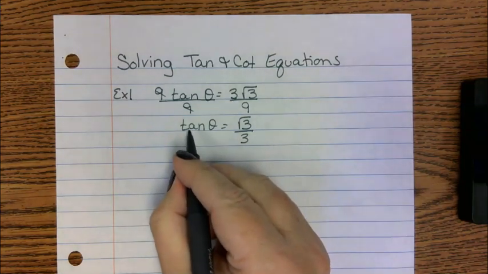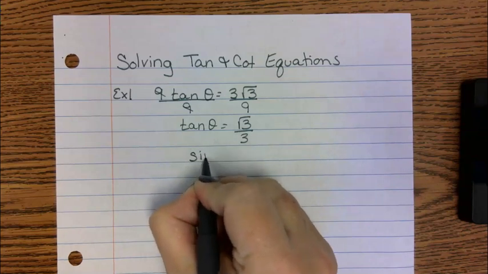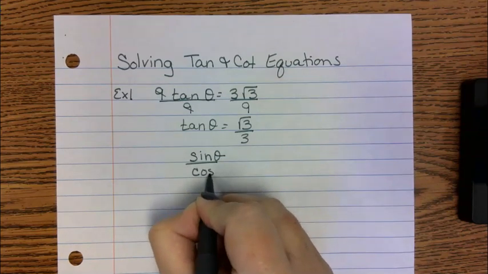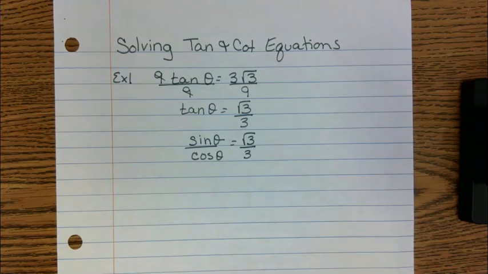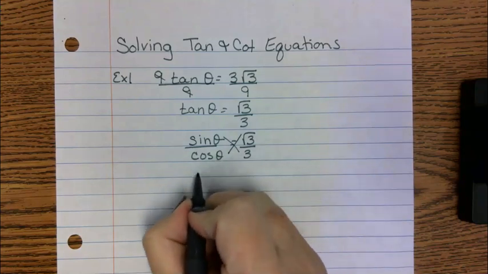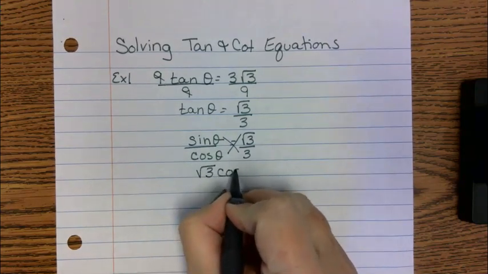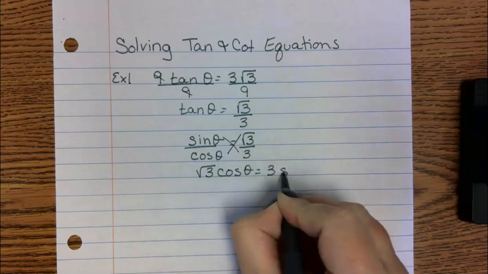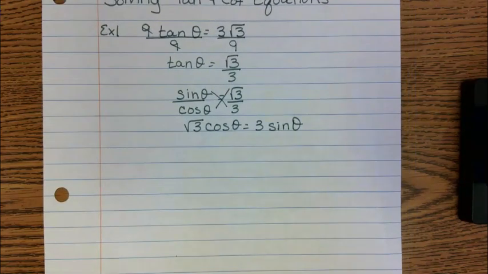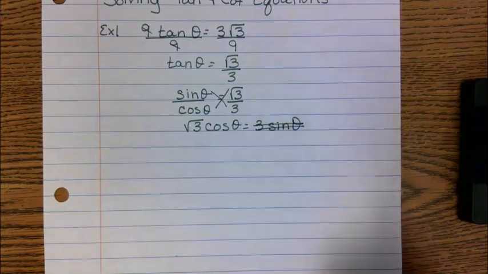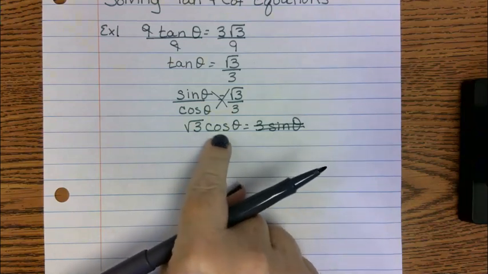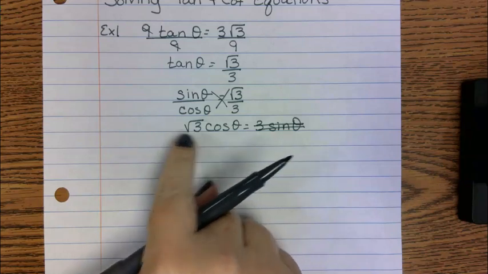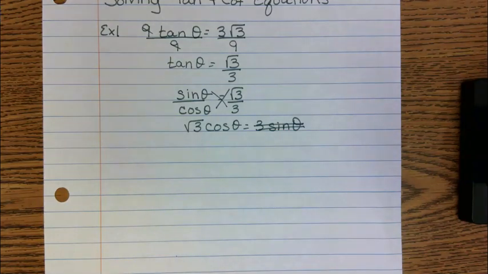So tangent is what over what? Yes, it is sine over cosine, equals square root of 3 over 3. Now what we're going to do is cross multiply. So we get the square root of 3 cosine equals 3 sine theta. Now, I don't care about this one, we can throw that one away. This is what I want. We need to look for when cosine is positive and has a square root of 3.